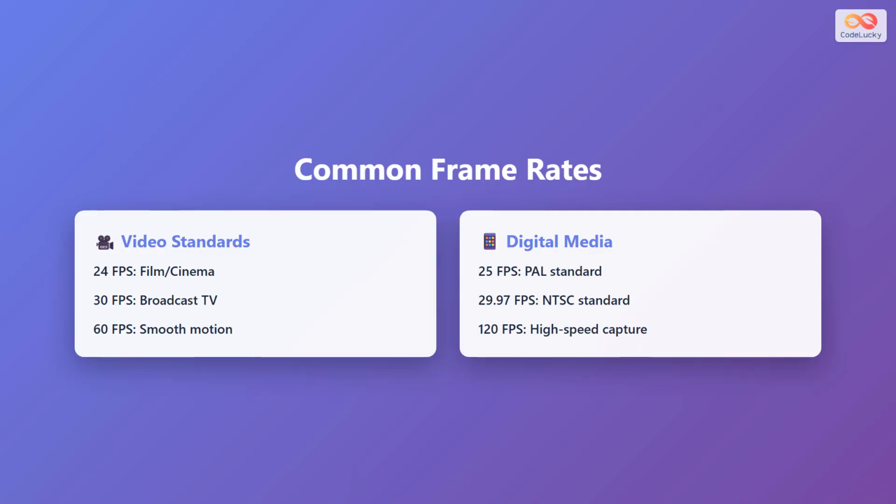Different video formats use different frame rates. 24 FPS is the standard for cinema and films, giving them that classic movie feel. 30 FPS is used in broadcast television and is considered the standard for video content. 60 FPS provides smooth motion and is used for high-quality video playback. Some other standards include 25 FPS used in PAL regions, 29.97 FPS used in NTSC regions, and 120 FPS for high-speed capture and slow-motion effects.